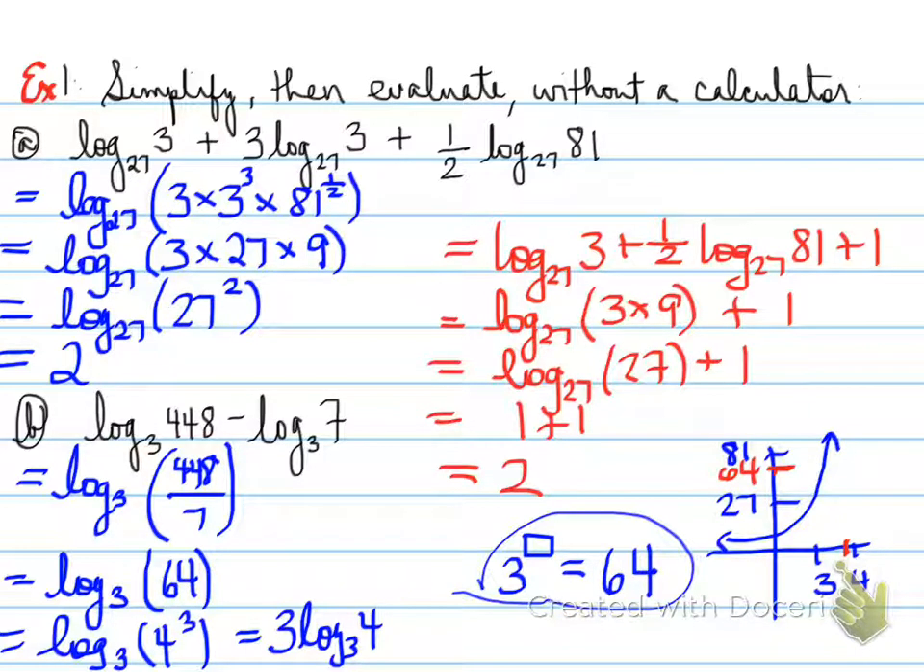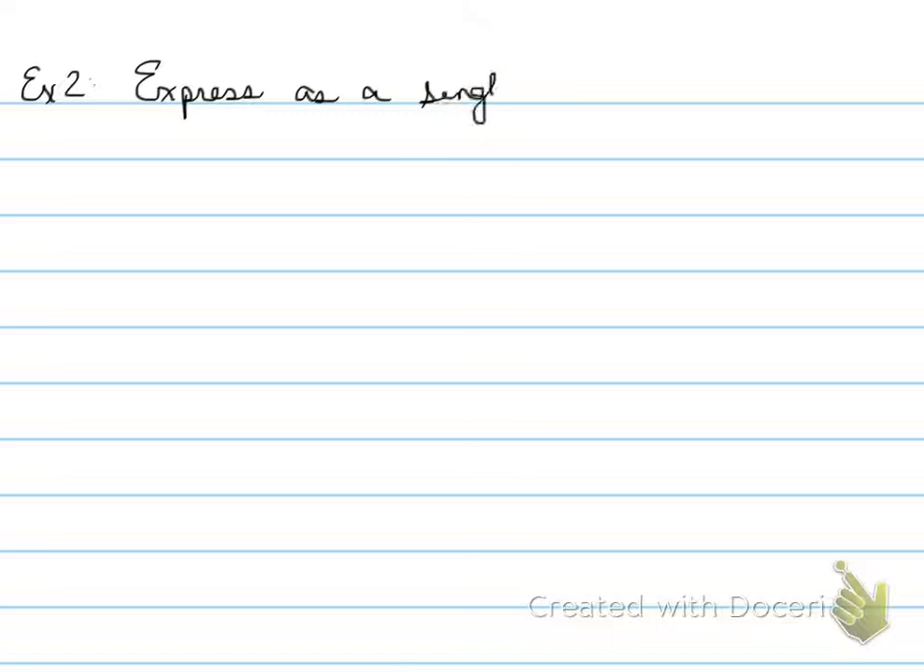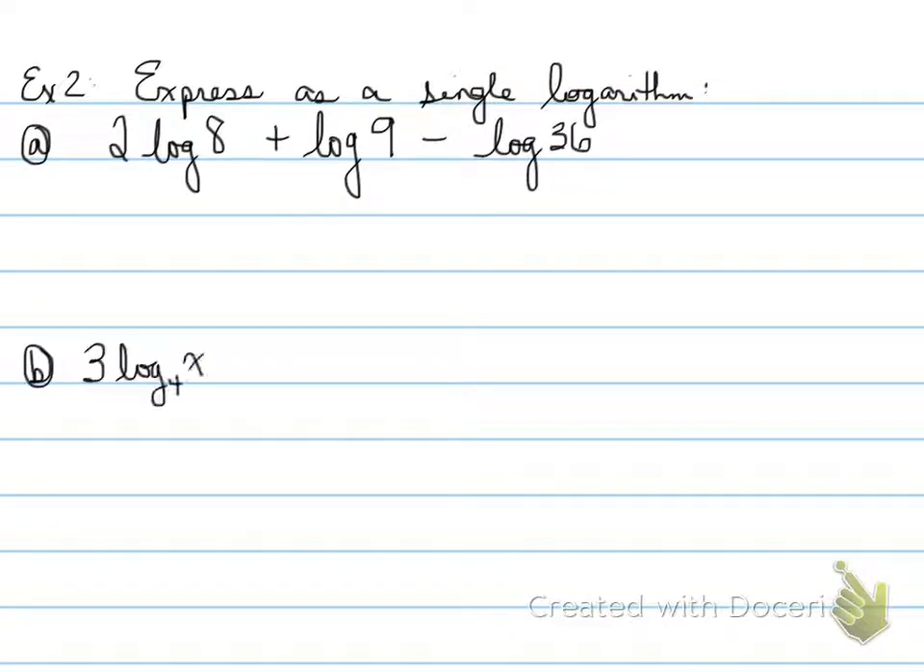3.7, 3.8. That would be the most it could be. Either way, you could try and figure out what that value is. Example number 2: express as a single logarithm. So looking at these two examples, we're going to express these as a single logarithm. How do we do that?